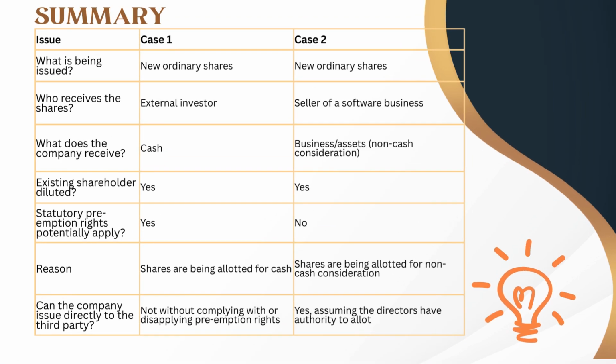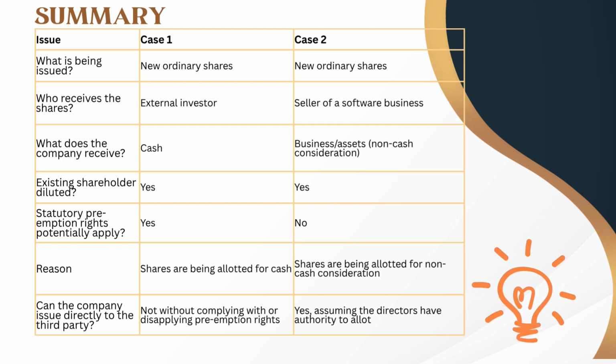This table summarizes the differences of the above two cases. In case 1, the company is selling new shares to an outside investor for money. Because this dilutes existing shareholders, preemption rights apply by law. The company must offer the shares to existing owners first, unless the shareholders vote to waive this right.